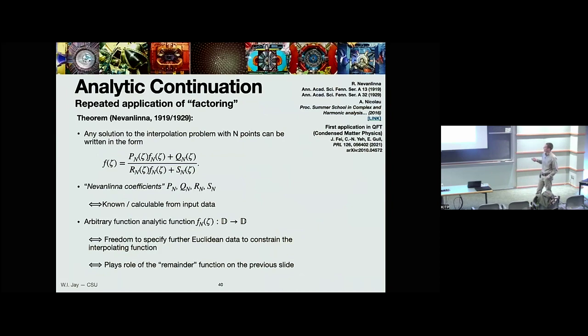And the thing I really want to emphasize here is the presence and role played by this function f. This is an arbitrary analytic function. You say, wait, this is supposed to be an interpolating formula. Why does it have an arbitrary function in it? In some sense, it's the whole point. What this function does is it specifies, or it gives you the freedom to specify further Euclidean data to constrain your problem. And it plays the role of the remainder function from the previous slide.